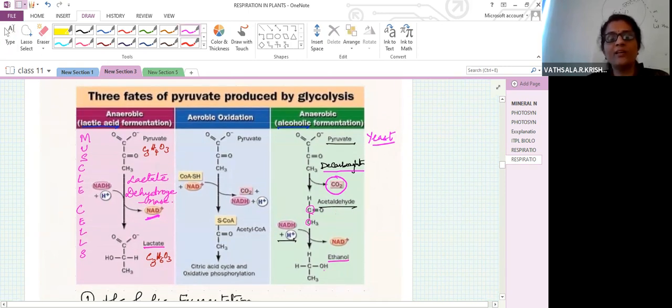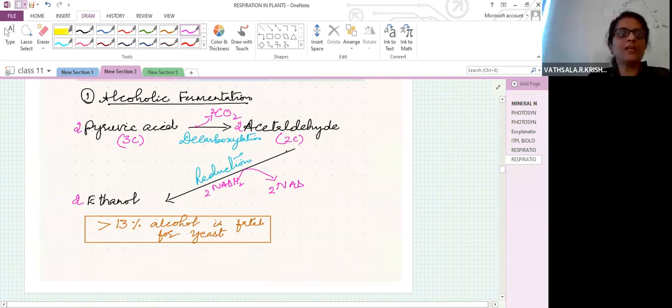So pyruvate is converted to acetaldehyde and acetaldehyde is converted to ethanol. So that is alcohol fermentation, that's why we call it alcohol fermentation. And this is what we get in the brewing industry. So now this is the alcoholic fermentation.